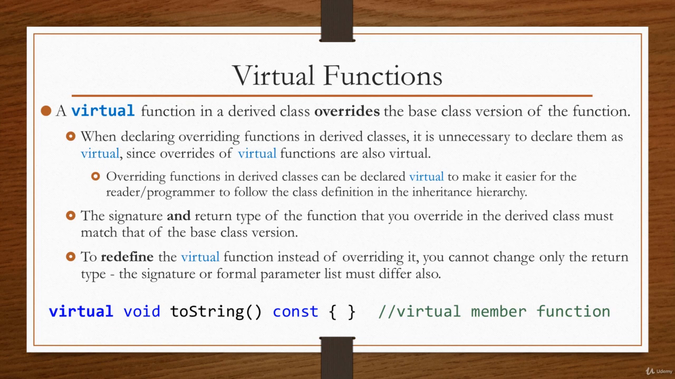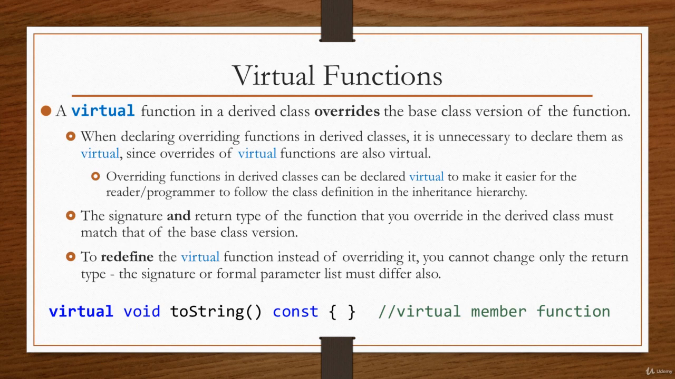The overriding member function signature and return type must match exactly the function of the base class, so the function that you are overriding. If the return type is different, then you'll get an error. We can also redefine the virtual function instead of overriding it. Now to do that, you cannot only change the return type; the signature, in other words the argument list, must differ also. If you change only the return type, you'll get an error.